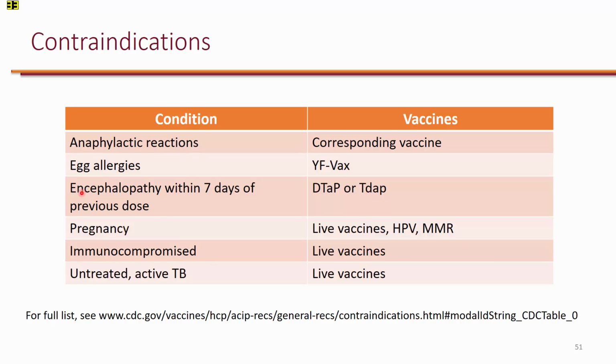Now, for patients who had encephalopathy within 7 days of previous dose, DTaP or Tdap is contraindicated. Pregnancy, of course, any live vaccine is contraindicated, including HPV and MMR. For immunocompromised patients, also live vaccines are contraindicated, and untreated active TB, also live vaccines are contraindicated.